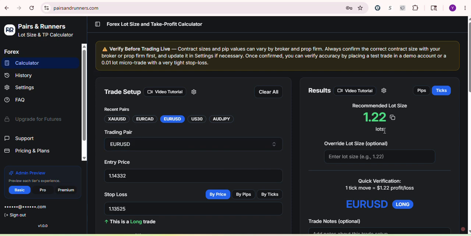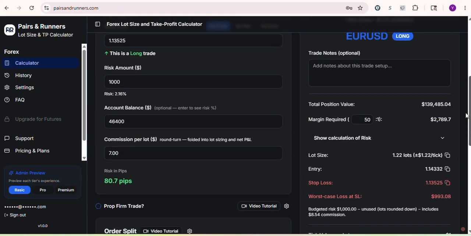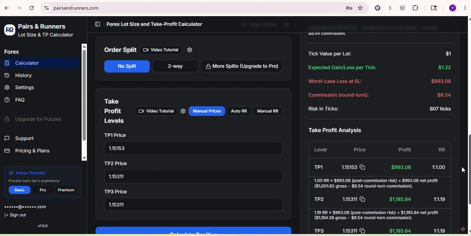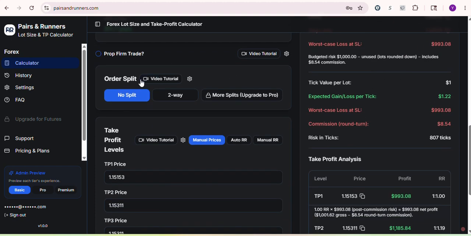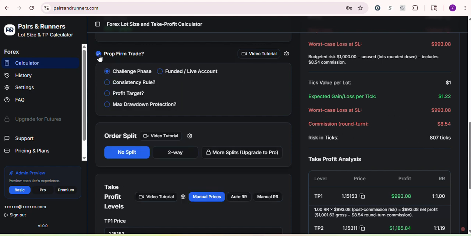In this video, I'll show you how to use the prop firm tools. So let's say we have an existing trade. You can do this before the calculation or after. I've already done the calculation for this trade, so we're going to activate the prop firm trade.